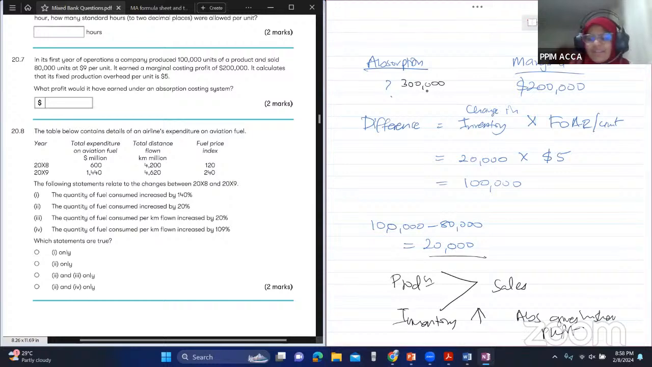Like I said, a very common question. Get used to calculating absorption costing profits from marginal and the other way around as well. All right, that's it for the day.